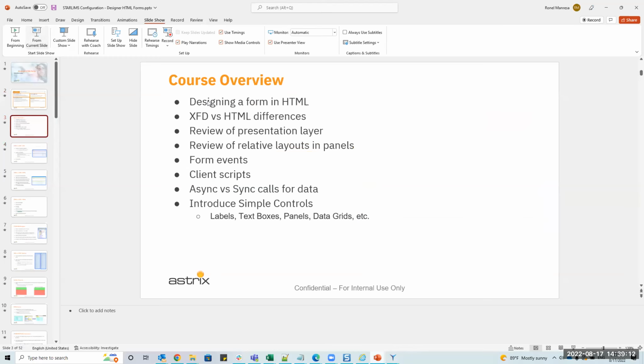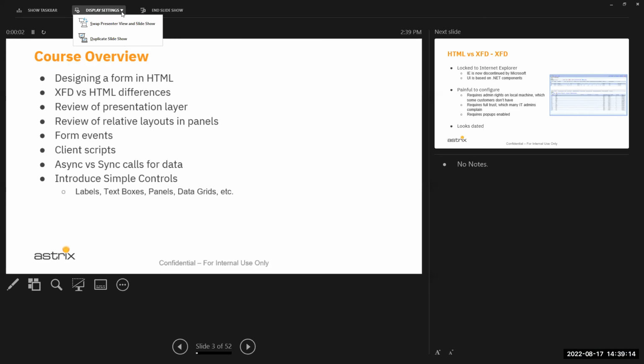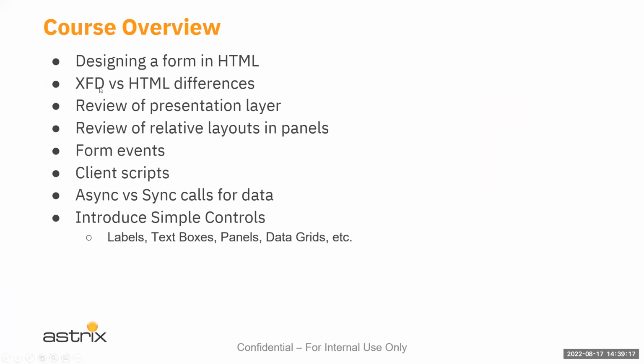Okay, so swap it again. Okay, so XFD versus HTML, the feature users and how they control that. Then we're going to look at a presentation layer. I mentioned this, relative layouts. This is important in the new one. We'll look at some form events, what that means. Client scripts is here. The async versus synchronous for calls. We'll talk about what that means. And then some simple controls, right?